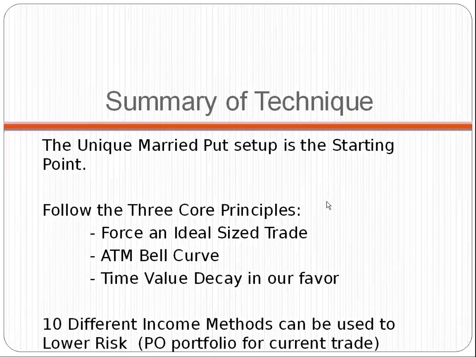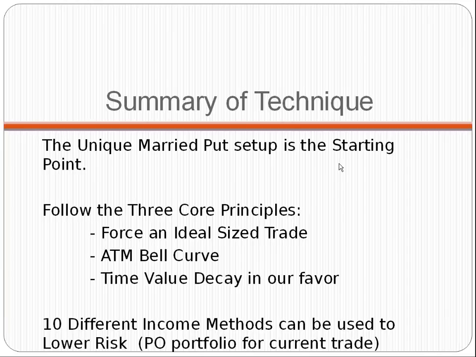Okay, so the summary of the technique: we're going to use the married put setup. That's the starting point. We showed why we're using it earlier, because we want to cut our losers short and allow our winners to run. We're following the three core principles of radioactive trading. We're forcing an ideal size trade, we're taking advantage of the at-the-money bell curve, and we're putting the time value decay line, the red line, in our favor. And then we use the 10 different income methods to lower the initial at-risk amount.